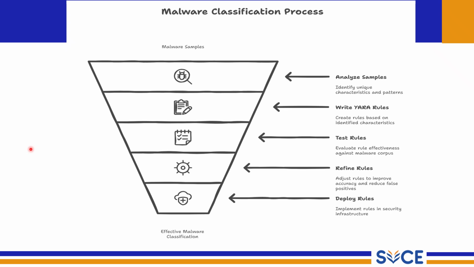This is the main, sorry, this is the main classification process and how it is classified. Okay, here you can see we have some steps to be followed. Okay, and here the first one, gather the samples. So to gather the samples, first we have to collect a representative set of malware samples for the family or type you want to classify, and then analyze the samples.